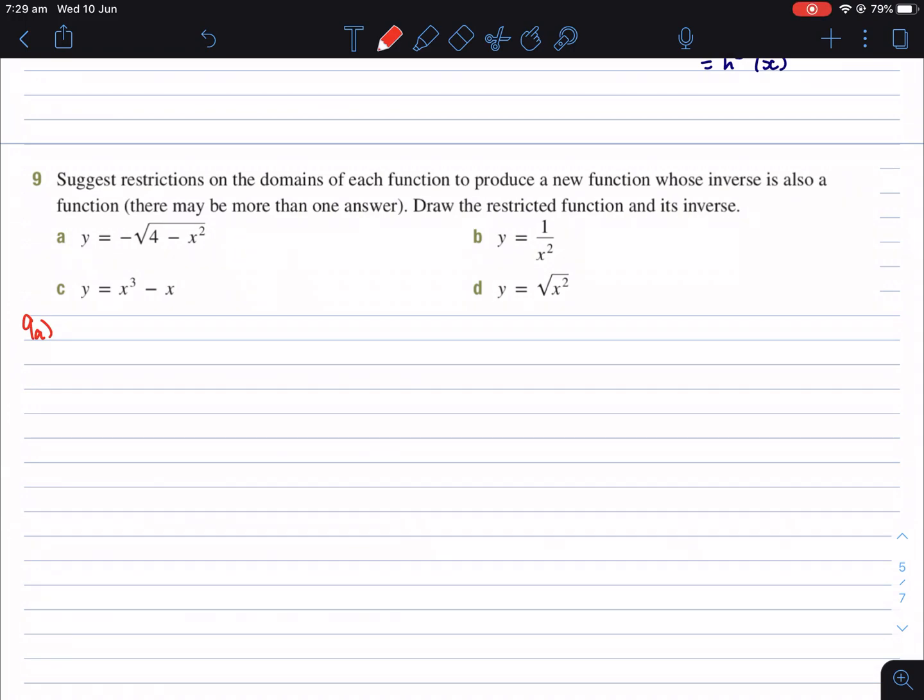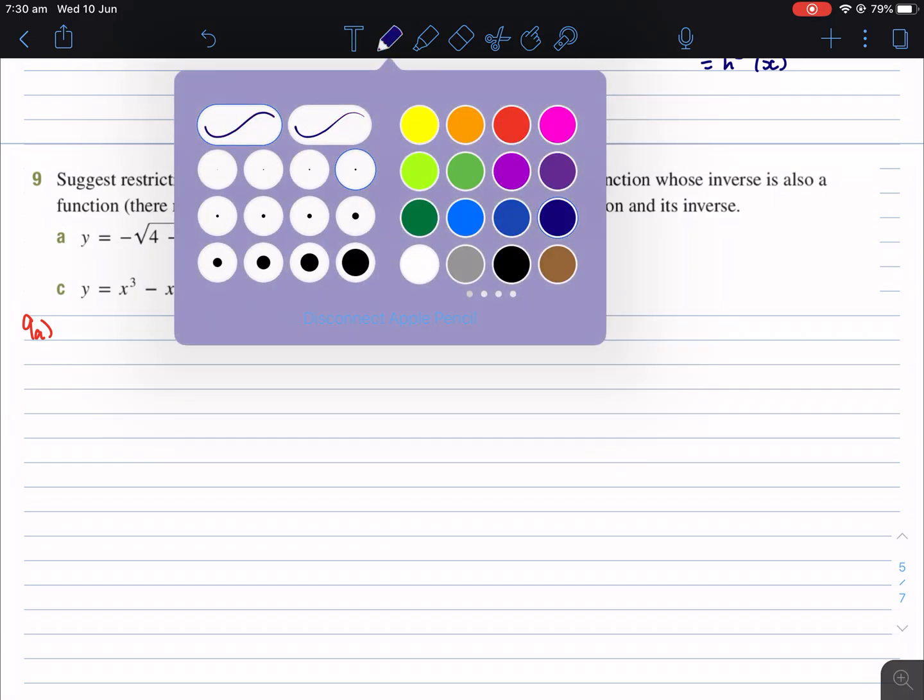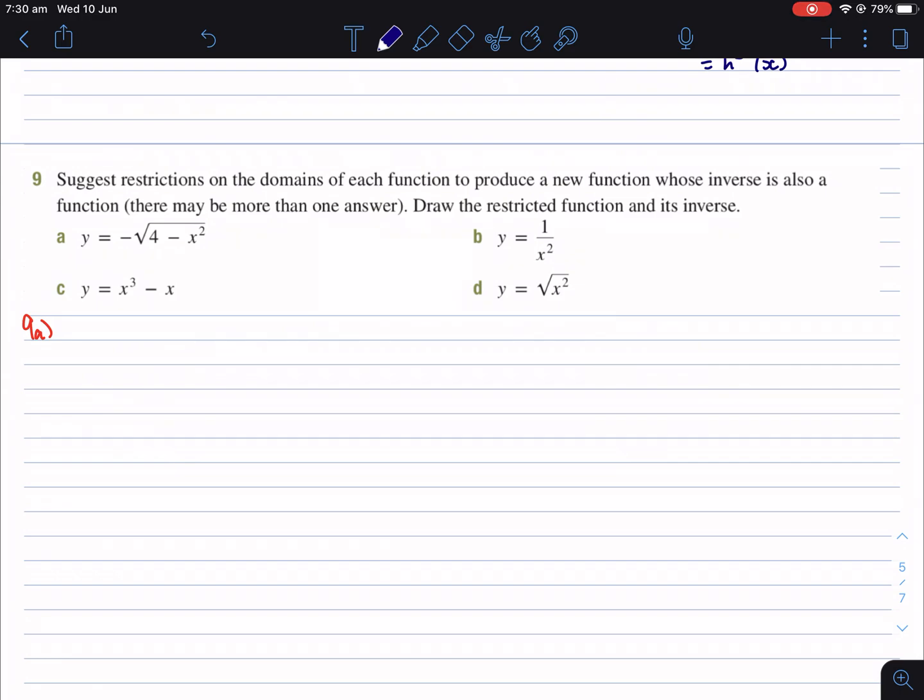Okay, for question 9, we're going to get a much clearer idea if we go in with an idea of what it looks like. So if we sketch it. I'm going to sketch this one, and we don't actually know how to sketch it yet. So let's do a quick table of values. X, Y.